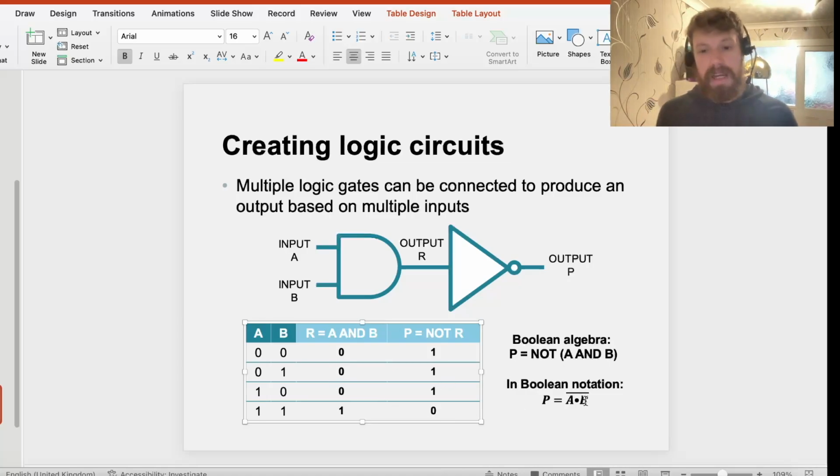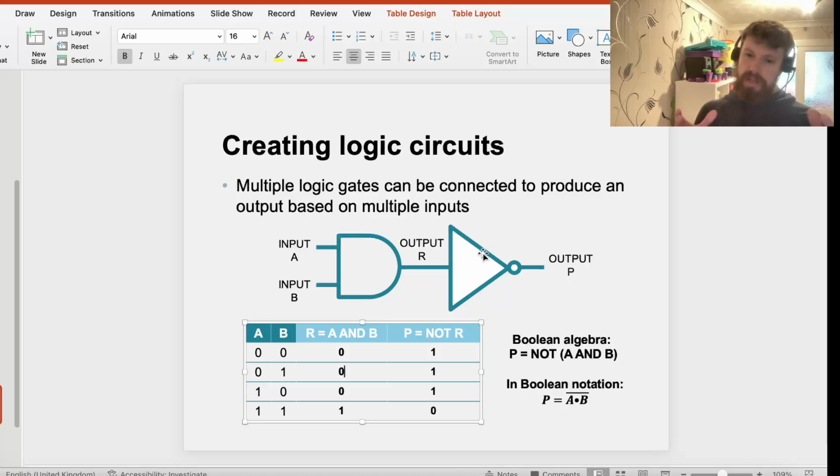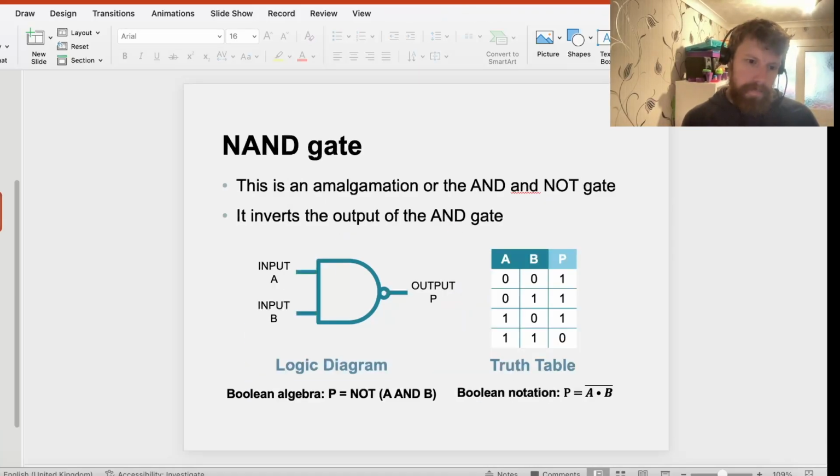And we can actually see that it's exactly the same output as what a NAND gate would be. Essentially, a NAND gate is a combination of an AND gate and a NOT gate, but we've just simplified it into just one gate here.